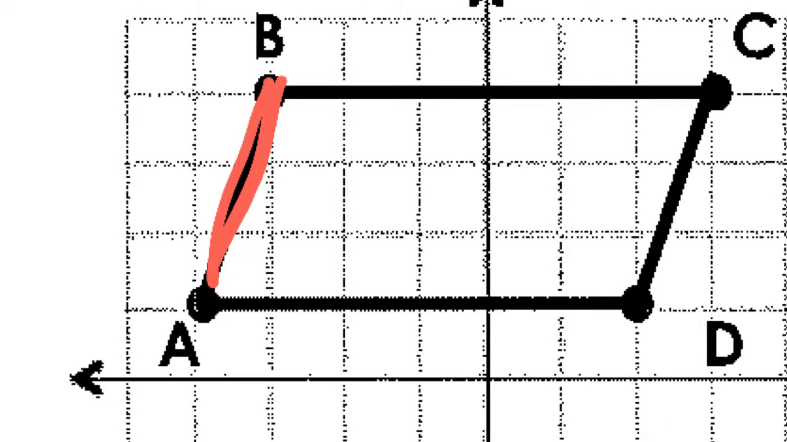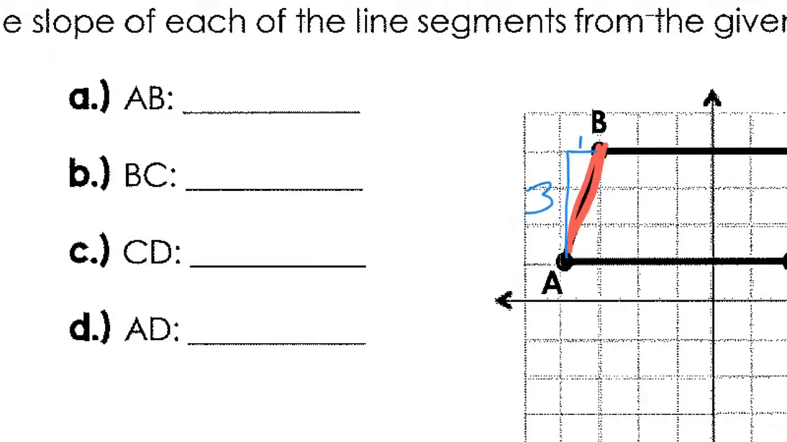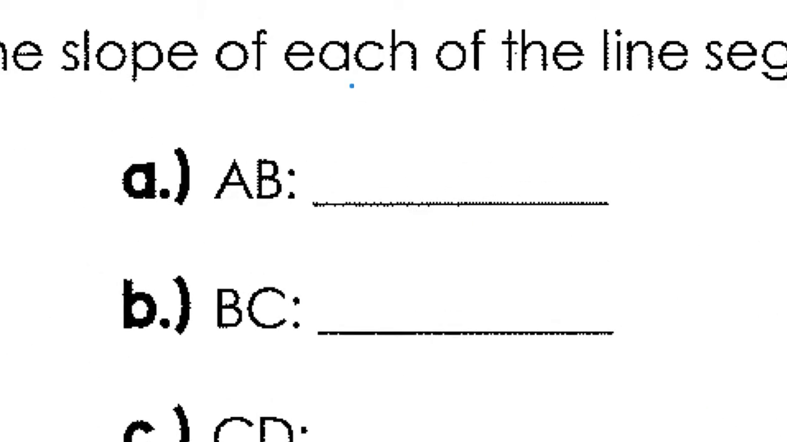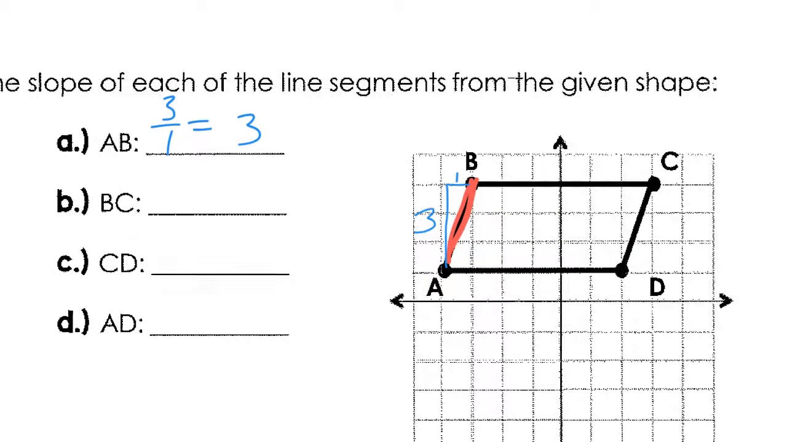So my slope is just going to be my rise over my run. Well, I rise 3, I run 1. So my slope for AB would be 3 over 1, and 3 divided by 1 is just 3. Do one more for you.